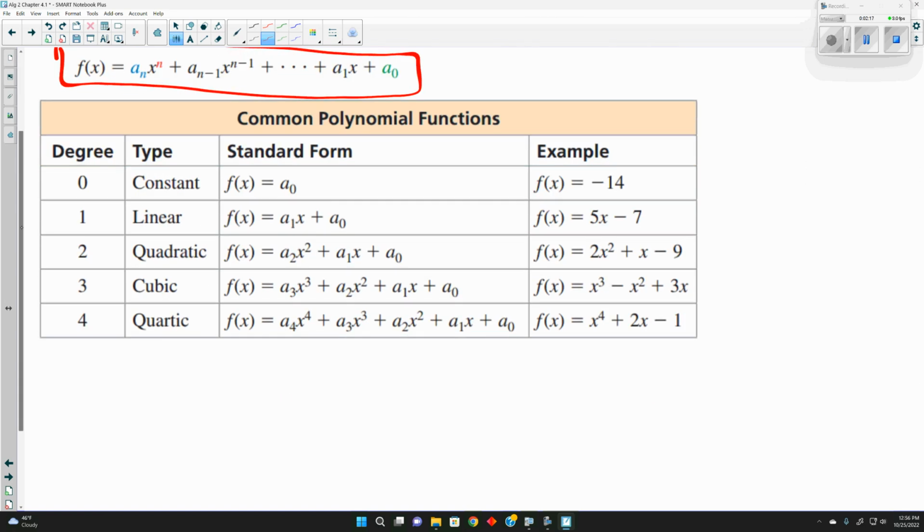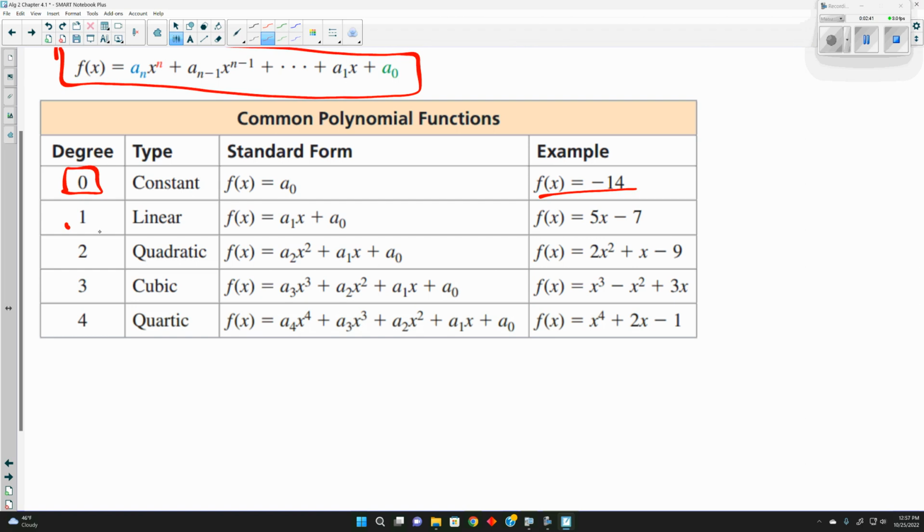Now, there's 4 specific ones we'll look at. Well, 5. If the degree is 0, that's really saying whatever variable we have is to the 0 power. And anything to the 0 power is 1. So we really don't have a variable. It's just f of x, or y equals a number. It's a straight line, flat line.